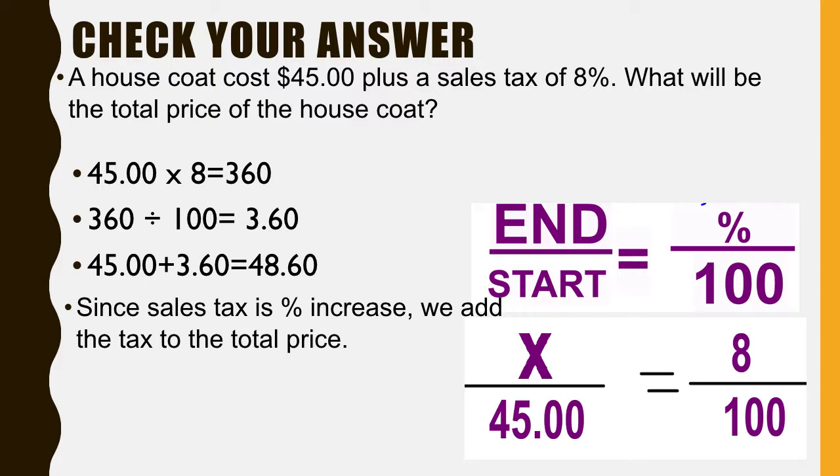Now, is your tax always going to be 8%? No, that number can change. So the amount of tax you're paying is $3.60. That's what you get when you cross, multiply, and divide. Now, is that all you need to do? It wants to know the total price of the house coat. So we have to add it back to the $45. Since sales taxes increase, we add back the tax to the total price. We get $48.60.